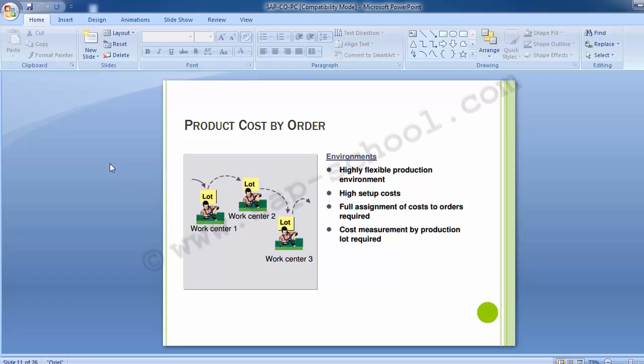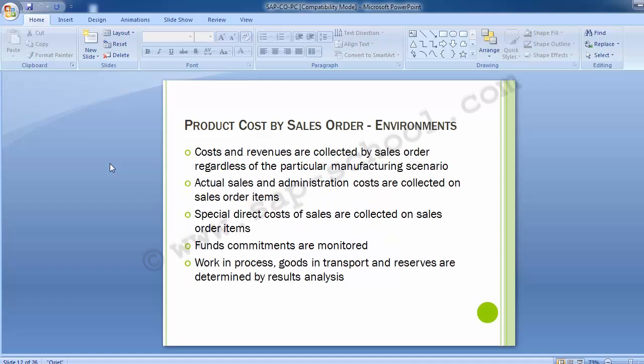The cost for manufacturing orders can also be analyzed and settled by period if required. However, SAP recommends analyzing and settling manufacturing orders by lot rather than by period. So this particular component, product cost by order, is used where an order system or a lot system is applicable for a manufacturing concern. Moving to the next, product cost by sales orders.